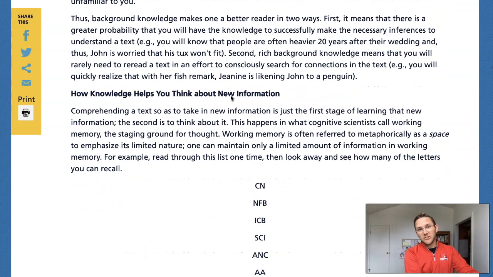Thus, background knowledge makes one a better reader in 2 ways. And remember, he said it also makes you a better listener. First, it means that there is a greater probability that you will have the knowledge to successfully make the necessary inferences to understand a text. For example, you'll know that people are often heavier 20 years after their wedding, and thus John is worried that his text won't fit. Second, rich background knowledge means that you will rarely need to reread a text in an effort to consciously search for connections in the text. For example, you will quickly realize that with her fish remark, Janine is likening John to a penguin.